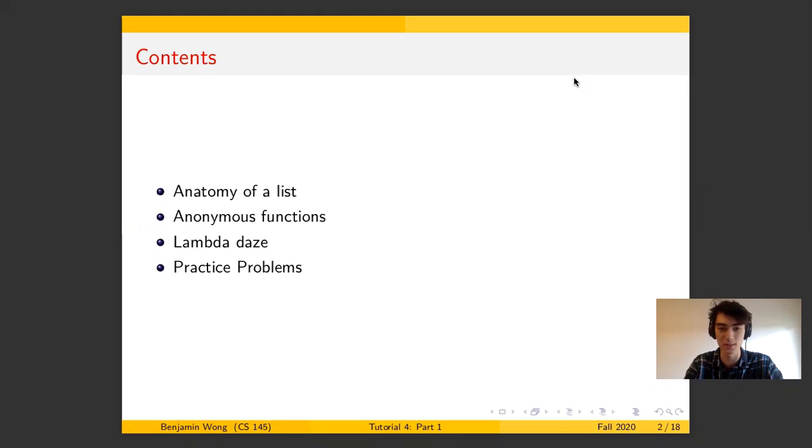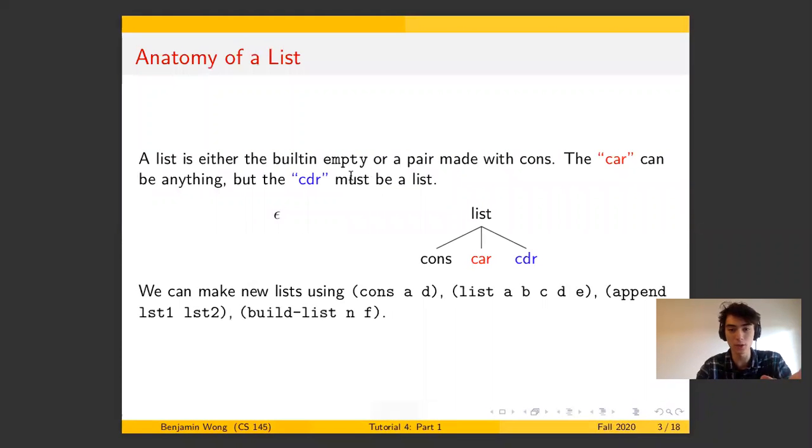When we talk about the fundamental structure of a list in Racket, it's kind of like a pair. There's a car and a cdr. The car can be anything. This is what you would see as the elements in a list, and the cdr is the end of the list. You can think of the car as the first element of the list, and the cdr as the rest of the list. These are the only two lists that exist: the empty list, and a list made with cons that contains a car and a cdr.